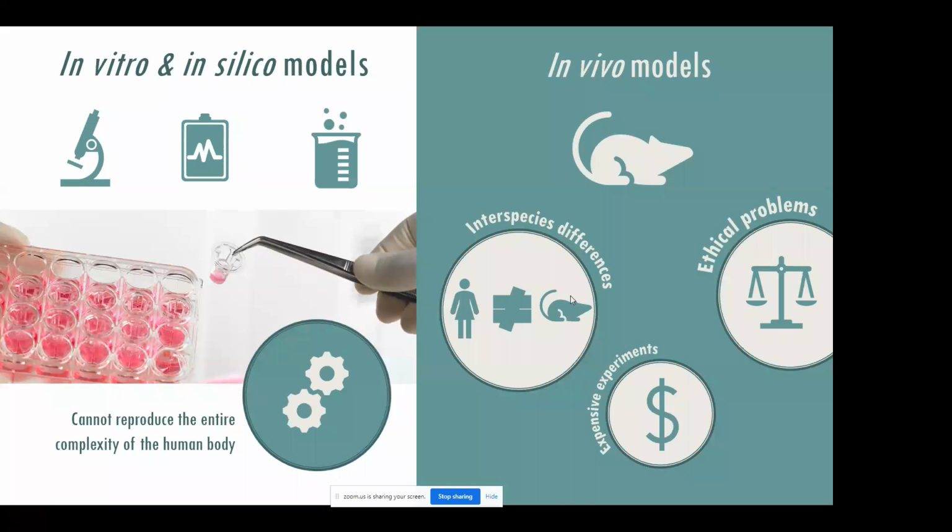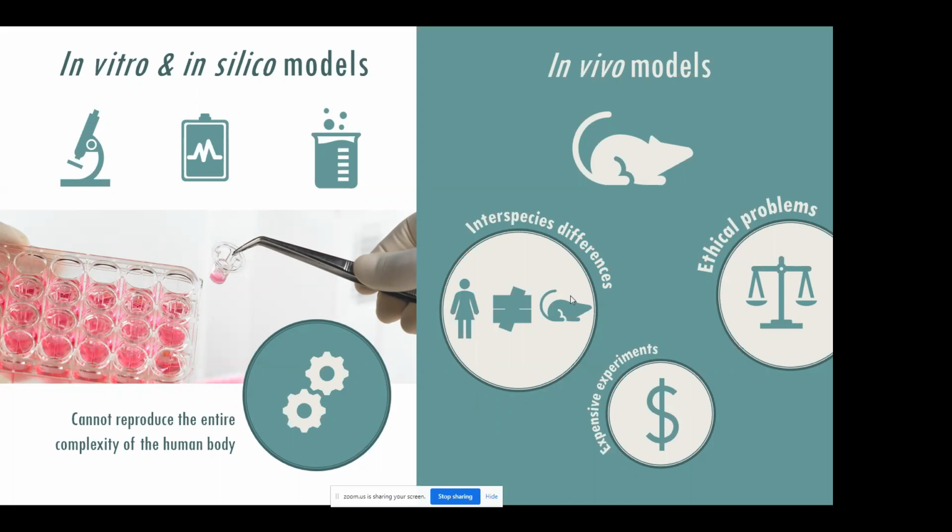And compared with in vitro and in silico models, obviously you can represent the complexity of an entire organism, which is something that you cannot do in a simple computational model or in a cell culture dish. Whereas animal models or in vivo models obviously have problems too. For example, they have ethical problems. It's not very nice to use an animal and maybe hurt it or kill it in order to develop our knowledge on different aspects of the human body.